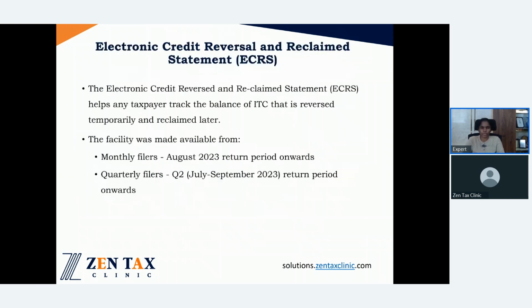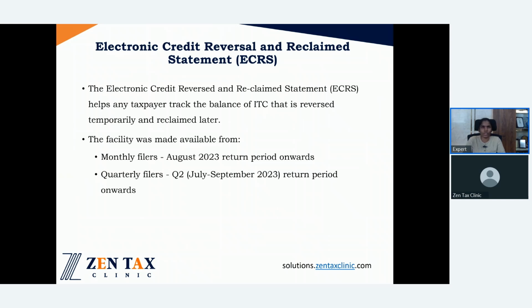Till the ECRS statement was introduced, taxpayers had always done manual reconciliations and declared the ITC reversals and ITC reclaiming. It was difficult for both the taxpayer and the tax officials. For taxpayers, manual reconciliation is obviously very difficult. For tax officials, they could not track which reversal the reclaimed ITC pertained to. Was it due to temporary reversal or whatever?